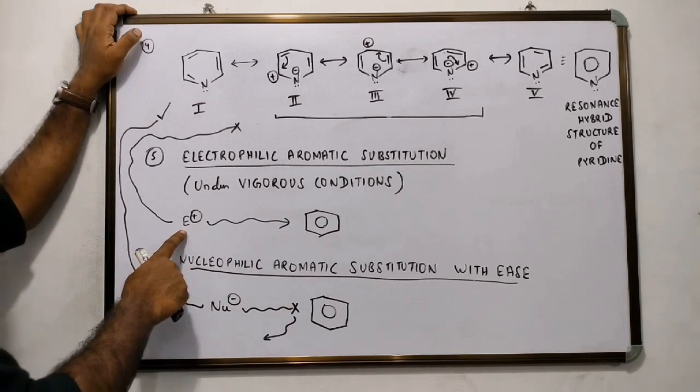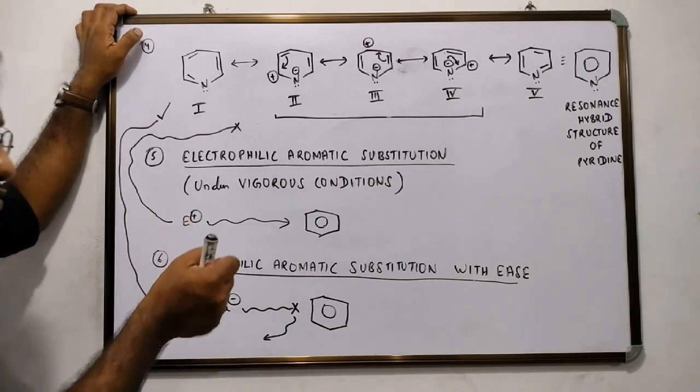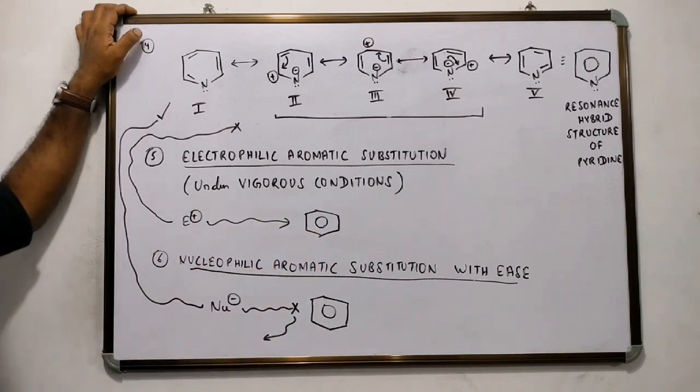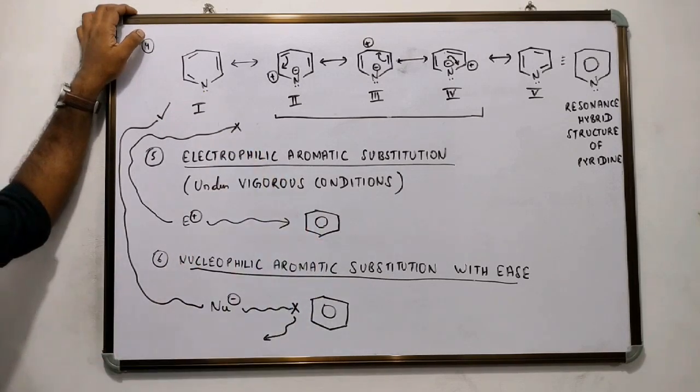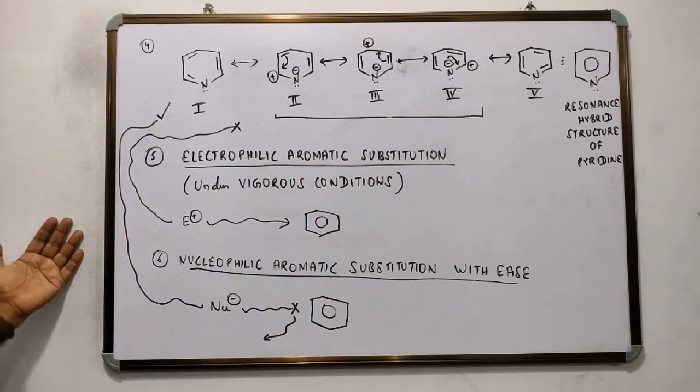In contrast, if the electrophile is given an opportunity to attack the benzene ring, it would do it instantly, because benzene is a rich source of electron.